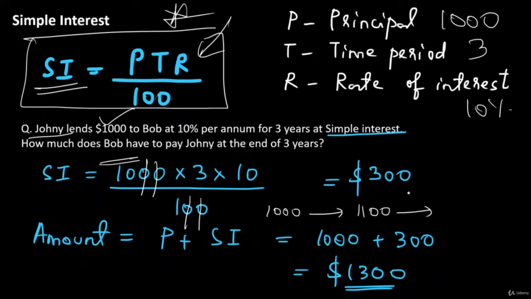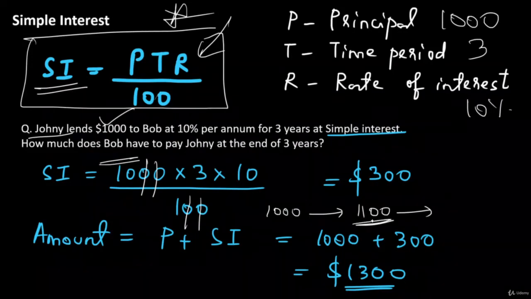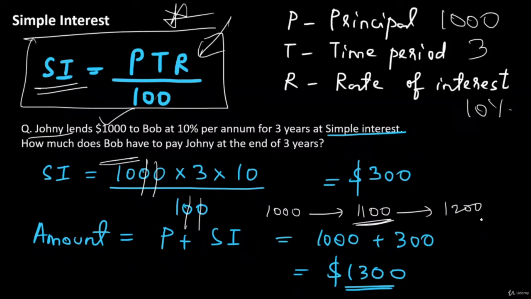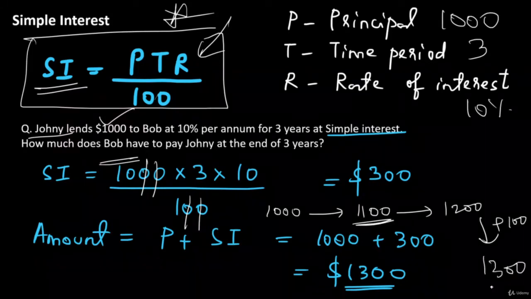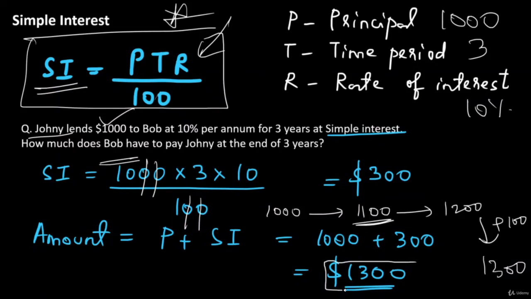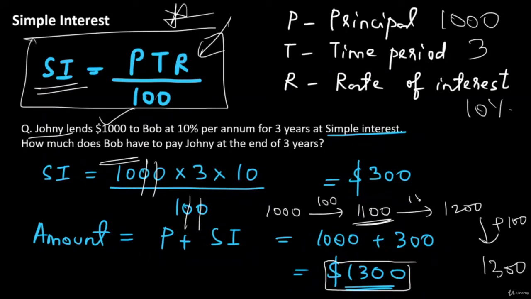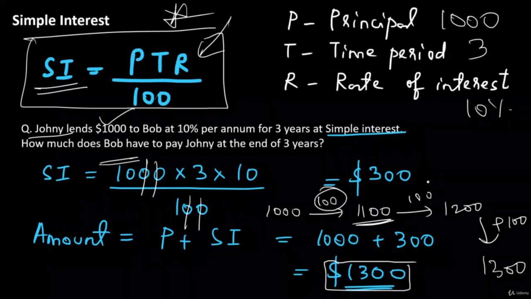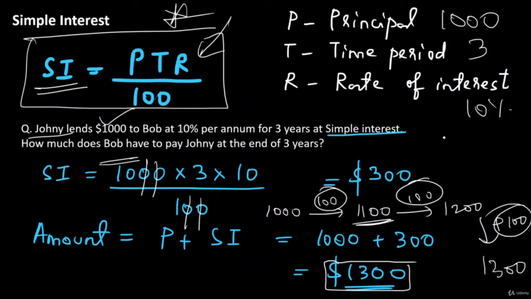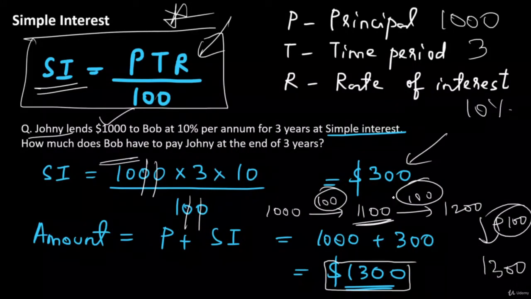After 2 years, again 10% of 1000 would be added to this. That is, 1100 will become 1100 plus 100, which is 1200. And again, after 3 years, you have to add $100, which is 10% of 1000, and you get to 1300. So that's the 1300 we have over here. Now PTR by 100 gives us the sum of this 100, this 100, and this 100. So 100 plus 100 plus 100 is equal to the 300 that we got over here.